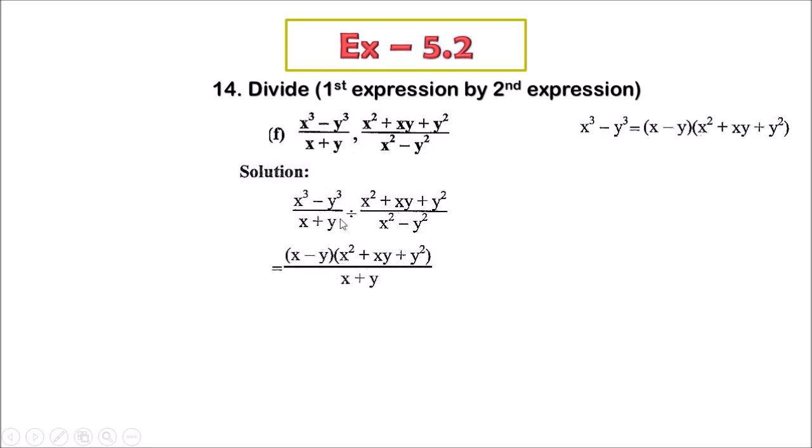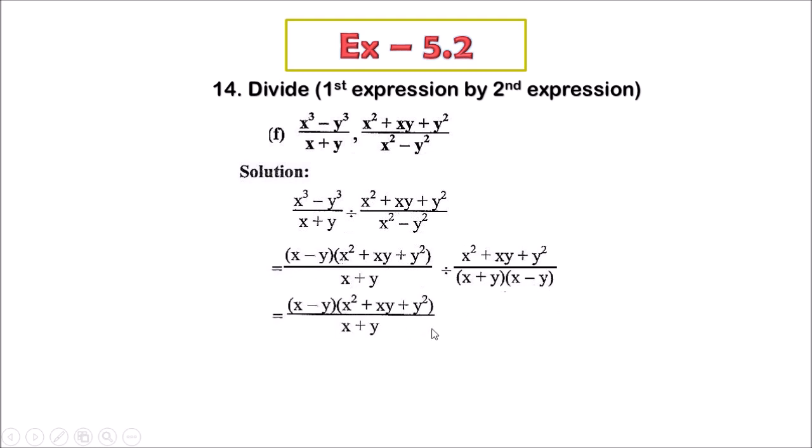Here in the second part, I'm just writing the division sign. After that, the denominator is x squared minus y squared, and we know that is x plus y, x minus y. So I'm just writing this. The denominator is broken here, and in the first fraction just the numerator is broken. Nothing else changed. The third line remains the same, but here there will be a change. Look here, what is the change?